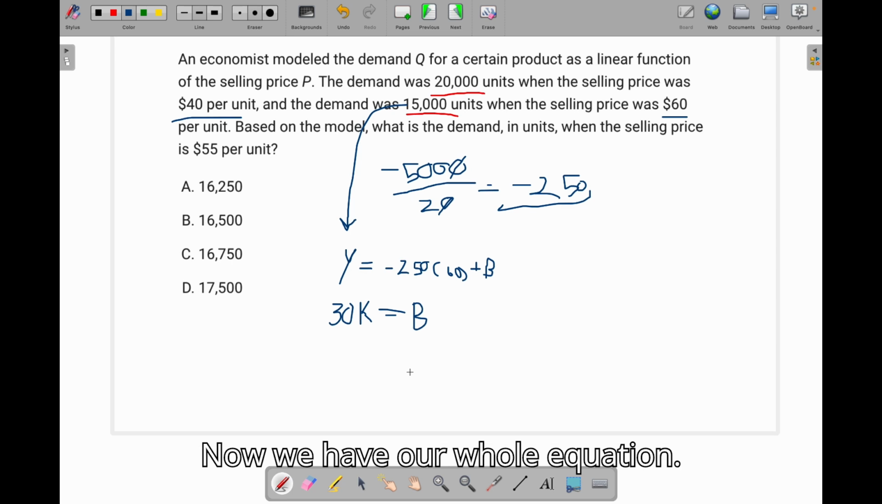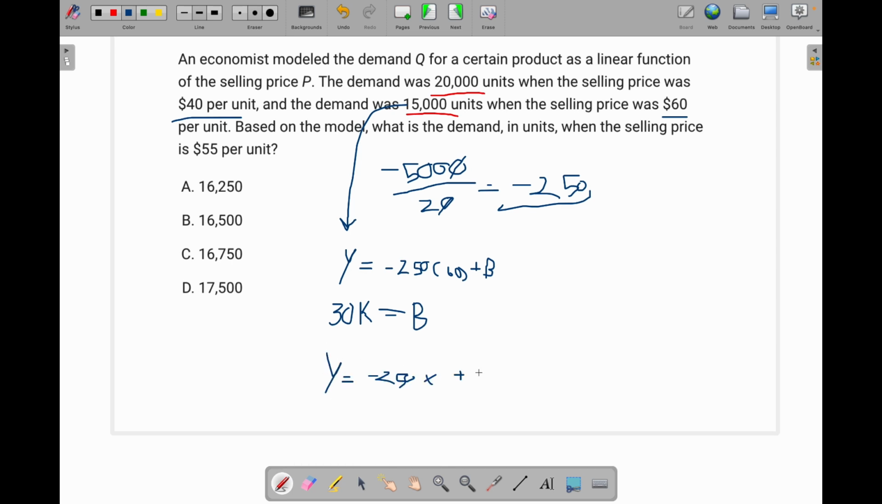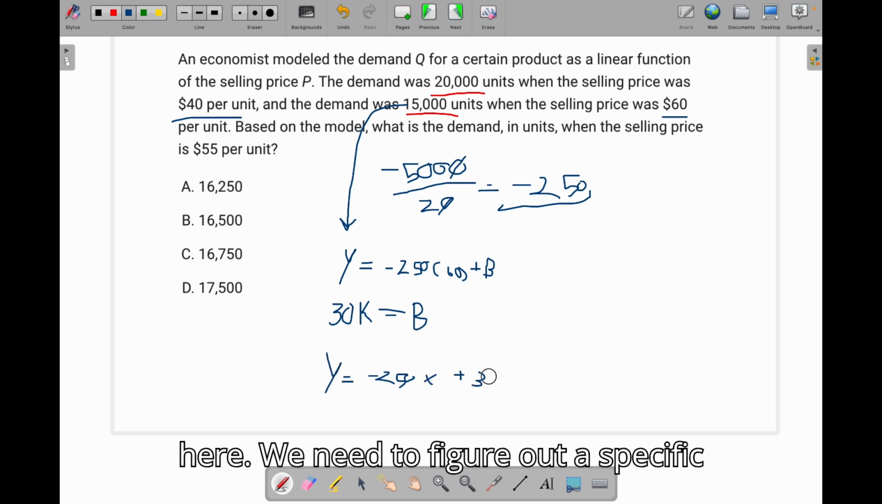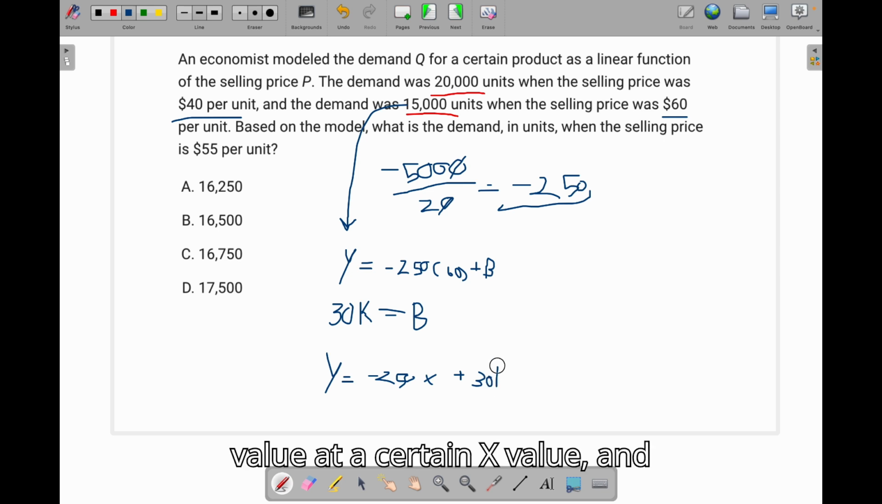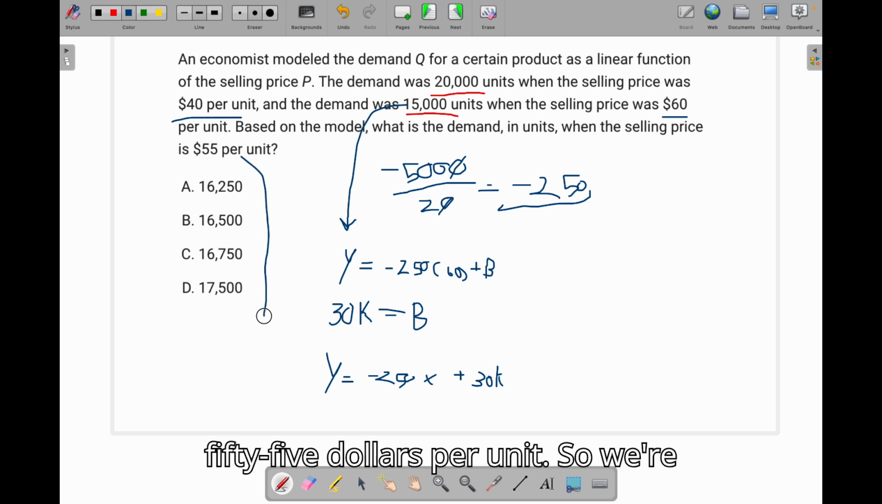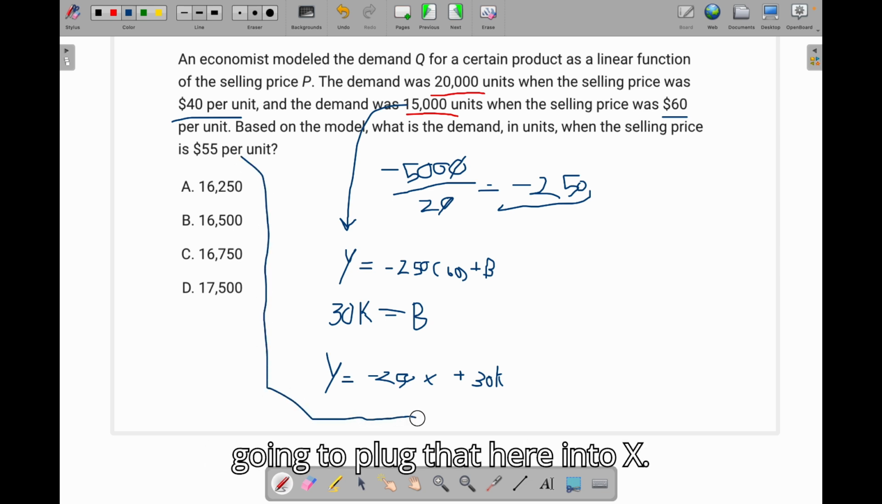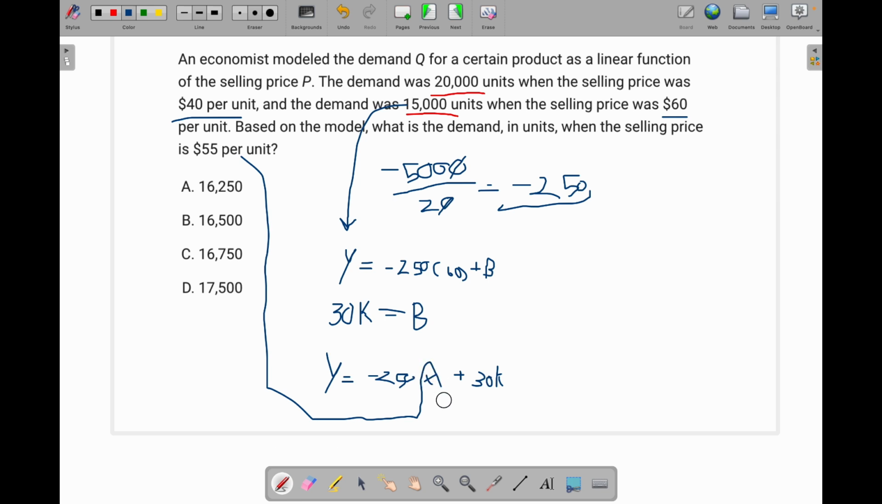Now we have our whole equation. We have y. Now we aren't looking for an equation here. We need to figure out a specific value at a certain x value. And that x value is going to be this $55 per unit. So we're going to plug that here into x. And then just Desmos again. So what you're going to get is a.